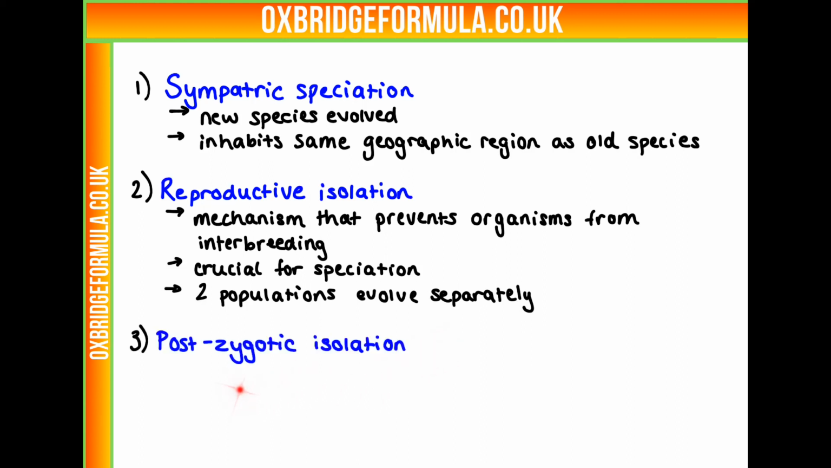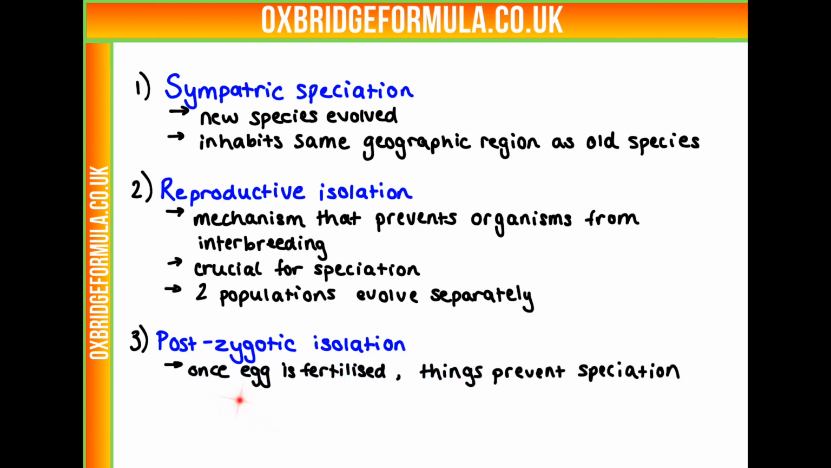And then thirdly, we've got postzygotic isolation. So as opposed to our prezygotic isolation, this occurs after the egg has been fertilised by the sperm. So once the egg is fertilised, things prevent speciation. So this could be things like the offspring dying or being infertile, which is the case for mules. So these are all examples of our postzygotic isolation.